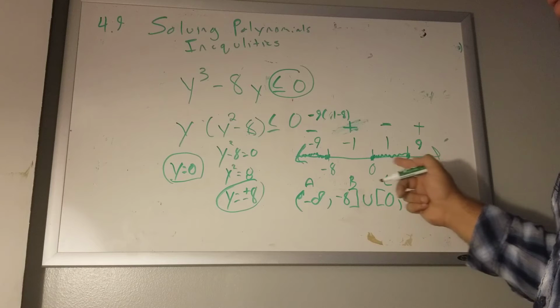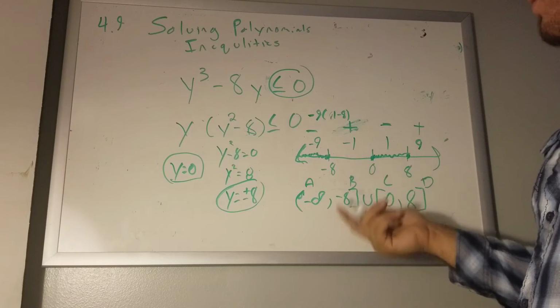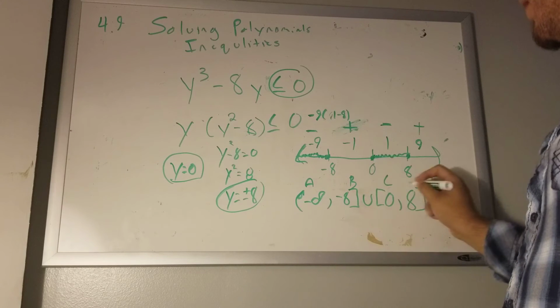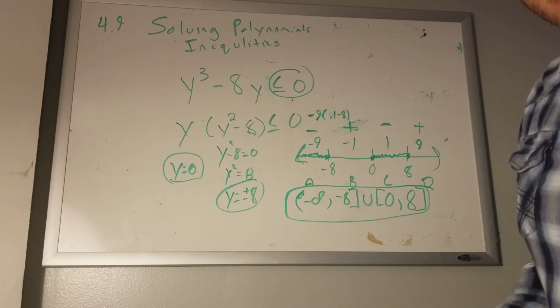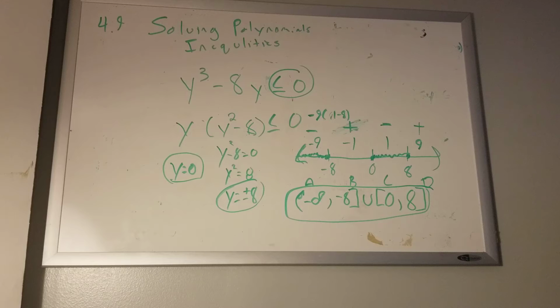9 does not make it less than 0. Something between negative 8 and 0 doesn't make it less than 0. So because of that, it's only this set right here. So your domain should be in that set. Okay? Well, a couple more examples.